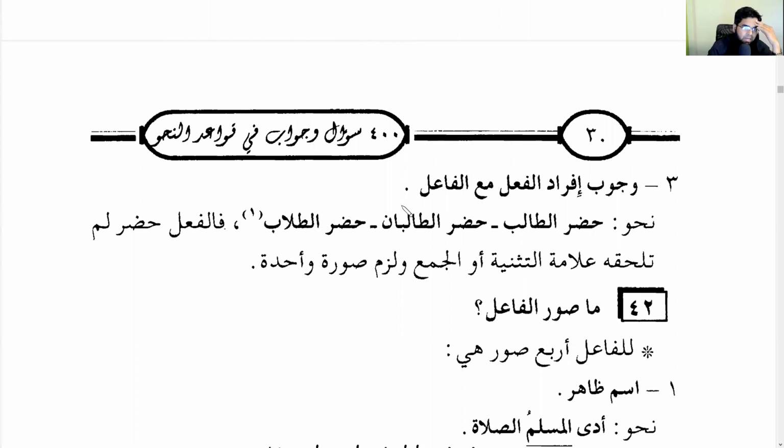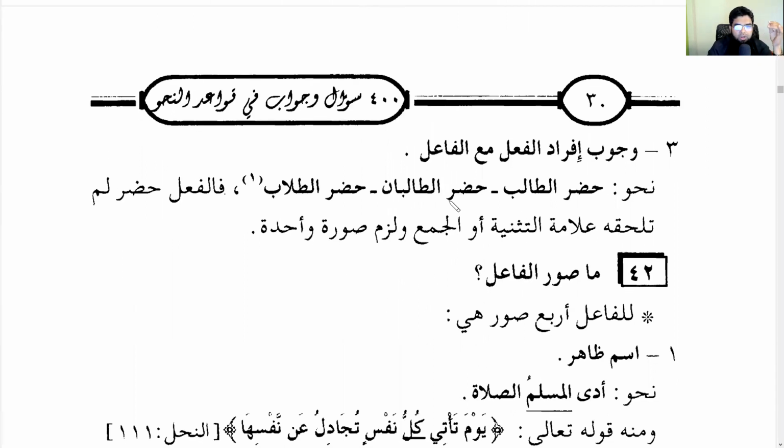وجوب إفراد الفعل مع الفاعل. نحو حضر الطالب, حضر الطالبان, حضر الطلاب. So even though the fa'il here is singular, here dual, and here plural, what you need to do is keep the verb singular: wujub ifrad al-fi'l. It is mandatory. You have to keep it singular. So this is singular. This is also singular. Why? We learned in Madina books also, because this is fine. This is the fa'il, this is the fa'il.